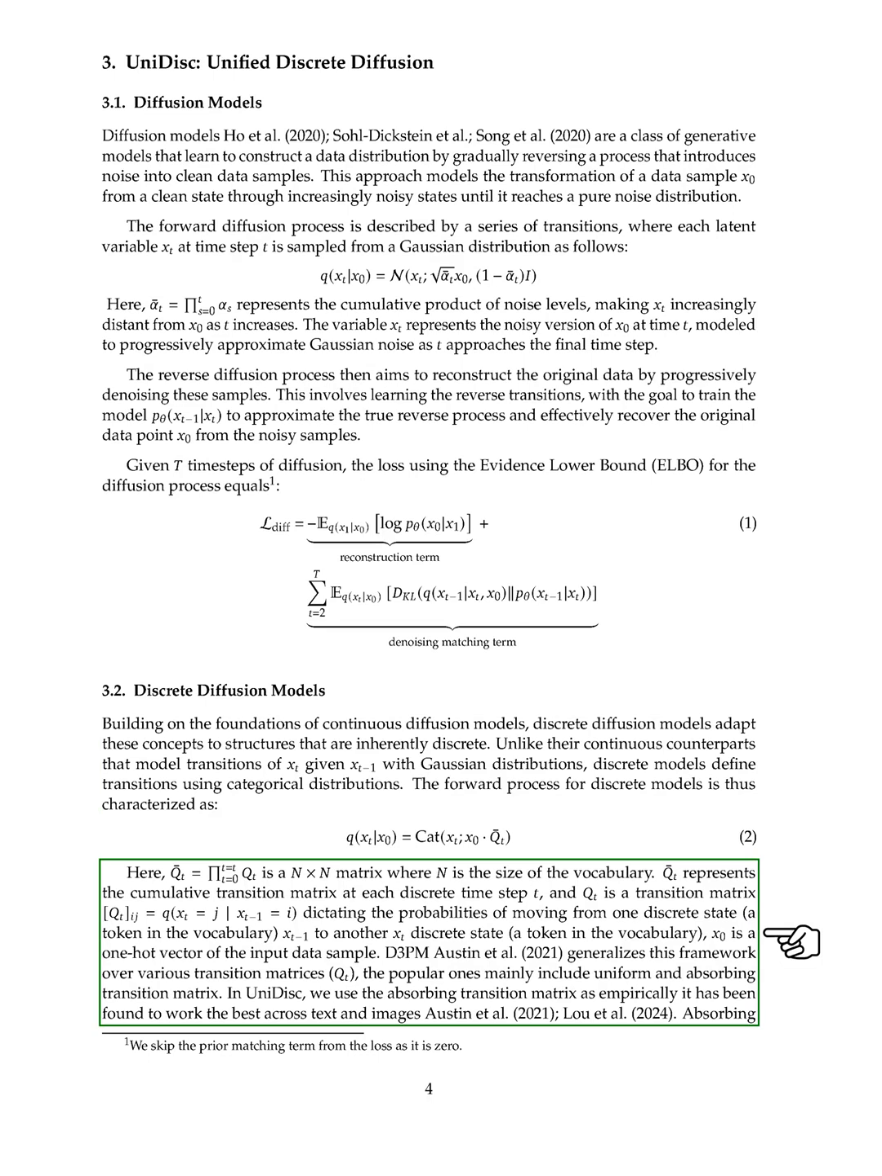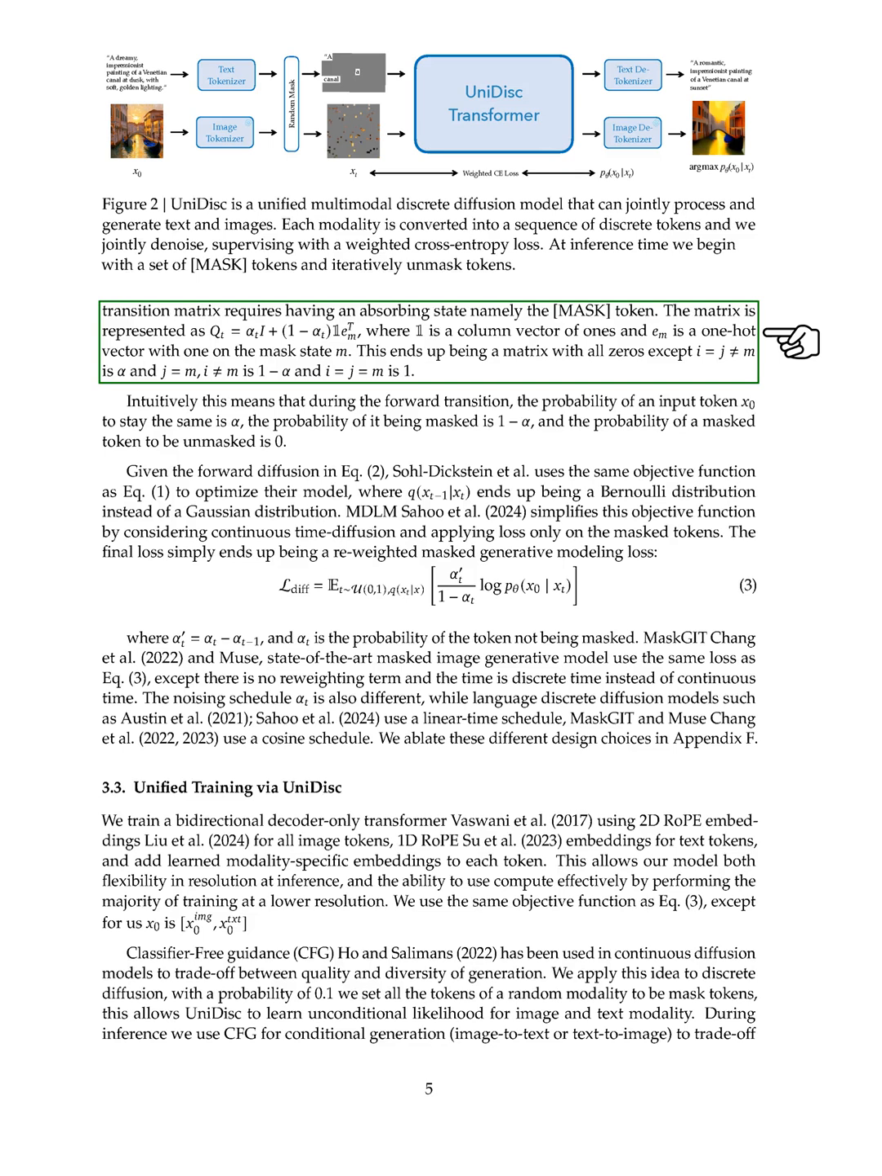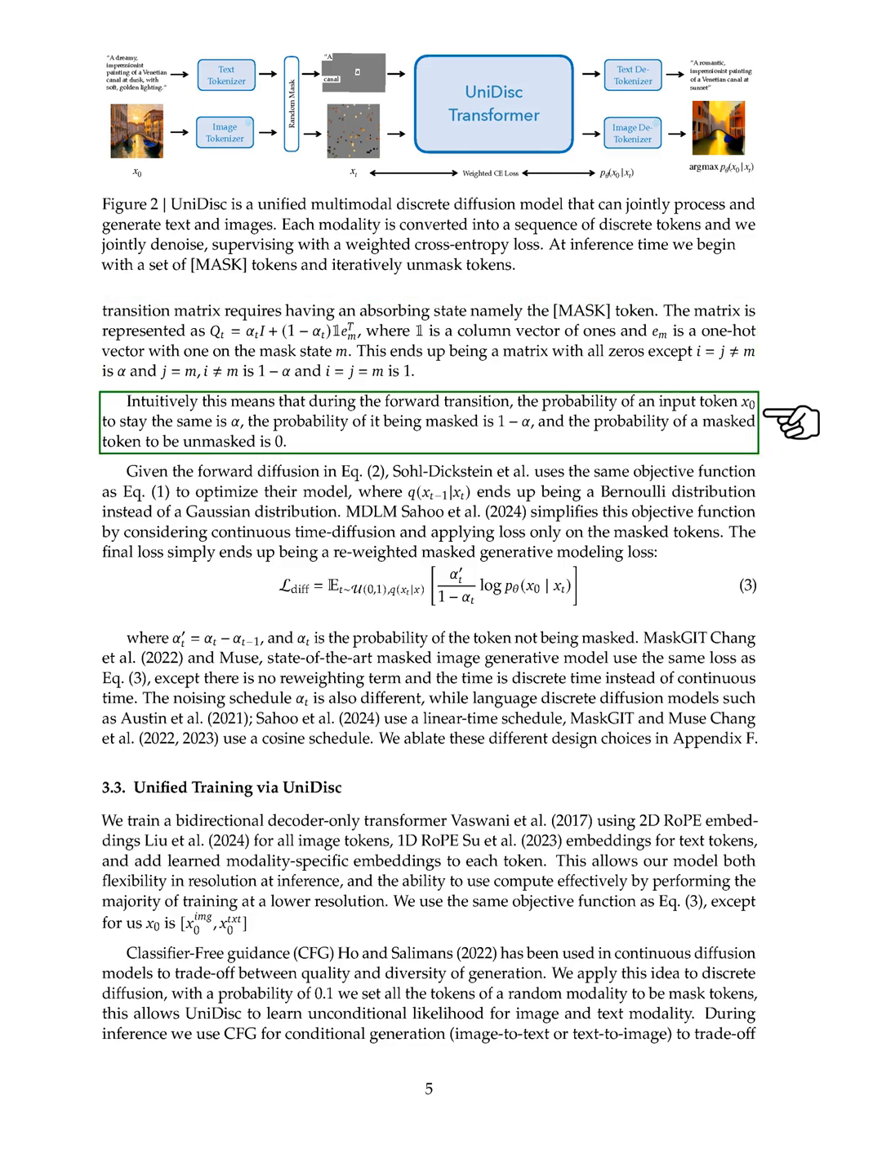D3PM generalizes this framework with various transition matrices, with our work using an absorbing transition matrix, which has shown the best performance for both text and images. This matrix includes a special absorbing state represented by a mask token. During the forward transition, the probability of an input token remaining the same is defined, while the probability of it being masked is also specified.